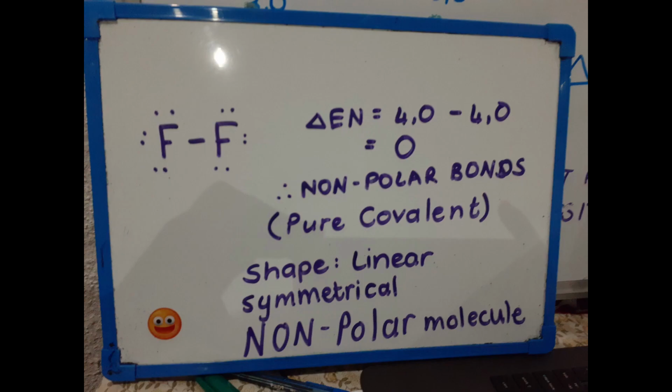The last one, fluorine, the difference in electronegativity would be 4.0 minus 4.0, which is 0. Therefore, it is a non-polar bond. But even better, because it's 0, we could say it is a pure covalent bond. The shape is linear, it is symmetrical, it is a non-polar molecule. Perhaps it's important to note here that all diatomic molecules are going to be non-polar molecules, and all of them are going to have pure covalent bonds.